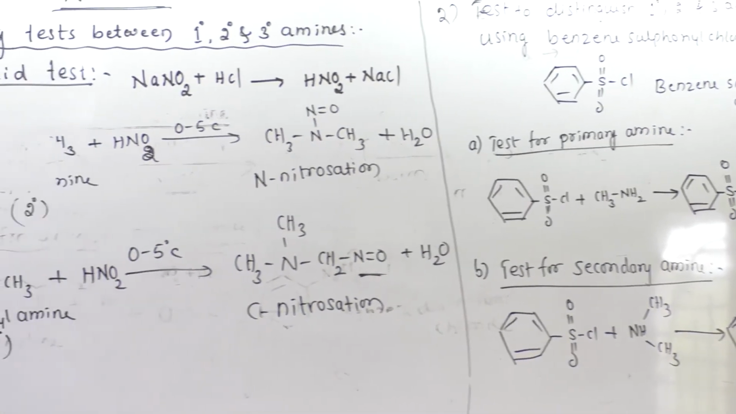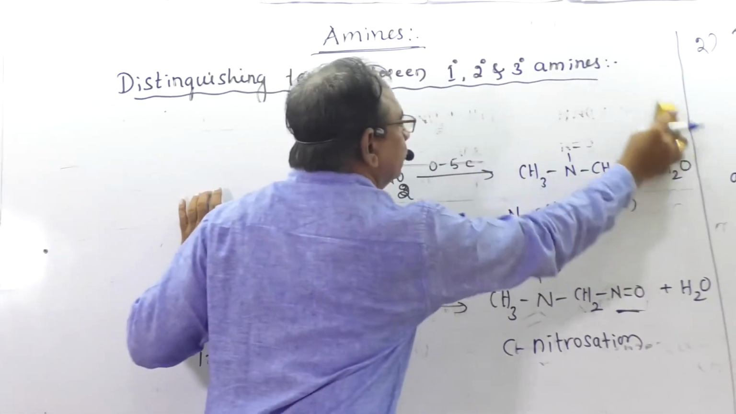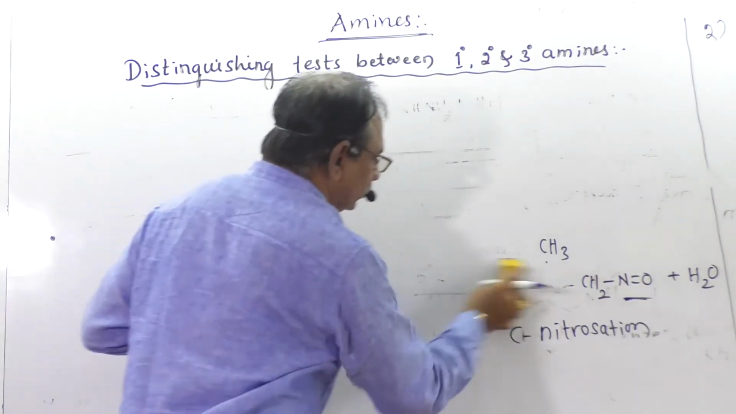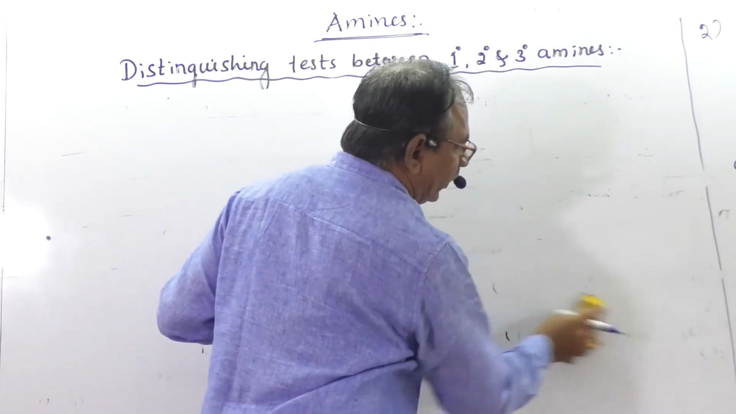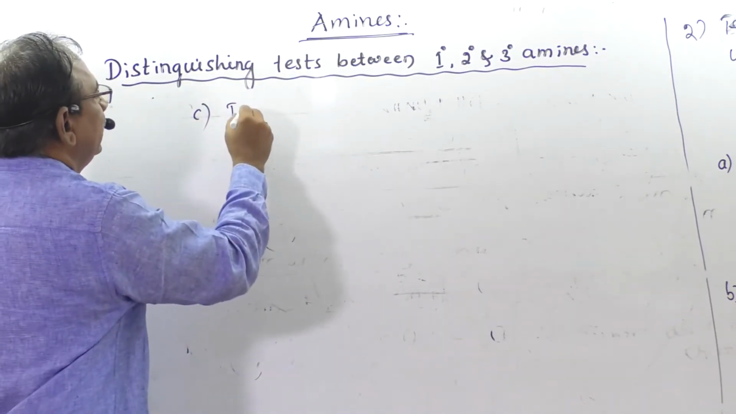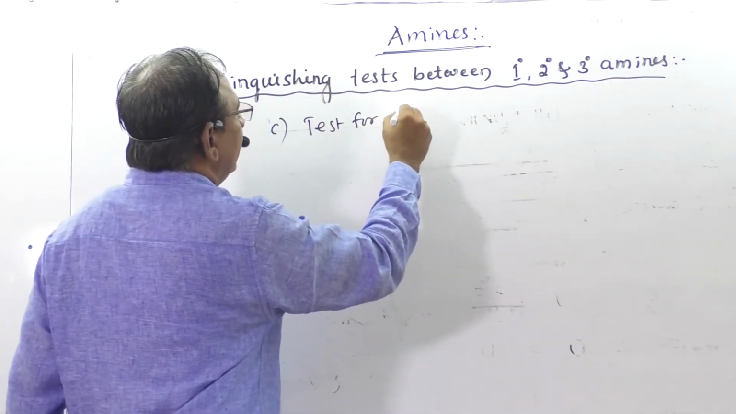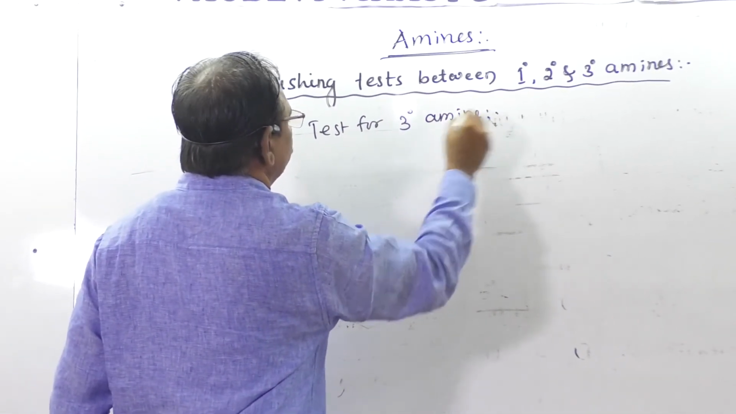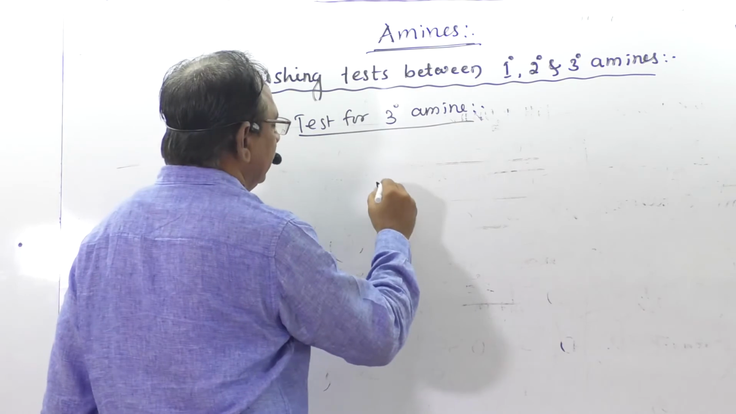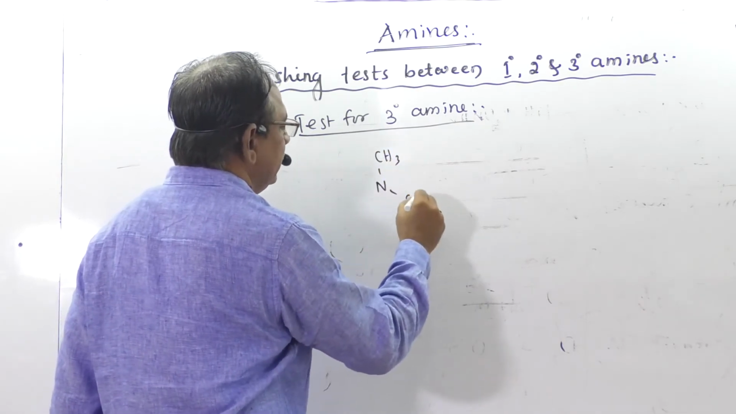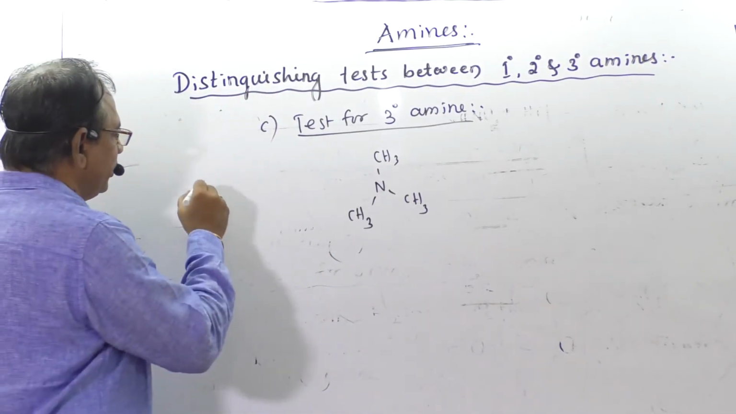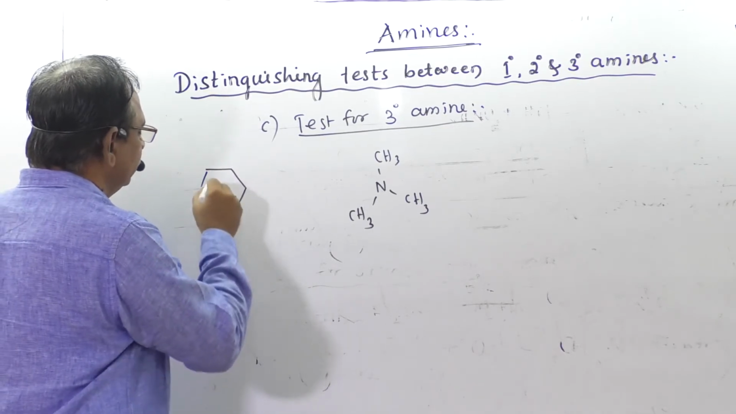One more. Again, we will discuss the third one. That is the laboratory test for tertiary amine. Test for tertiary amine. So for tertiary amine, one example is nitrogen with CH3 CH3 CH3. That is trimethylamine, which is treated with benzene sulfonyl chloride.